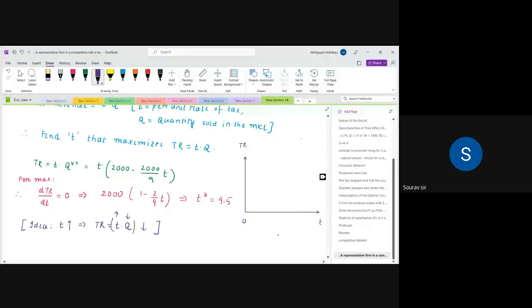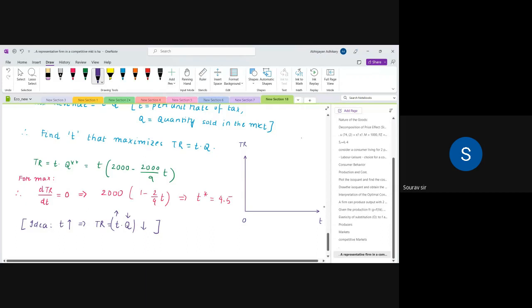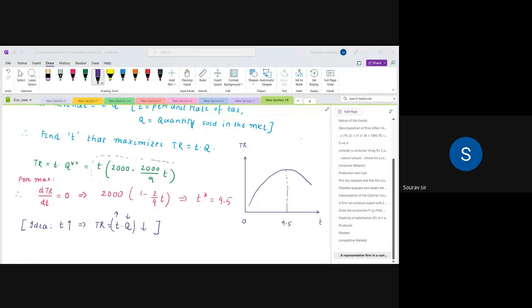So typically, if I try to draw this, this is the equation of tax revenue versus t, right? So this will be something like a parabola. And you are basically having your maximum tax revenue at 4.5. Okay. Is the idea making sense to everyone? Can all of you please confirm with a yes or a no?